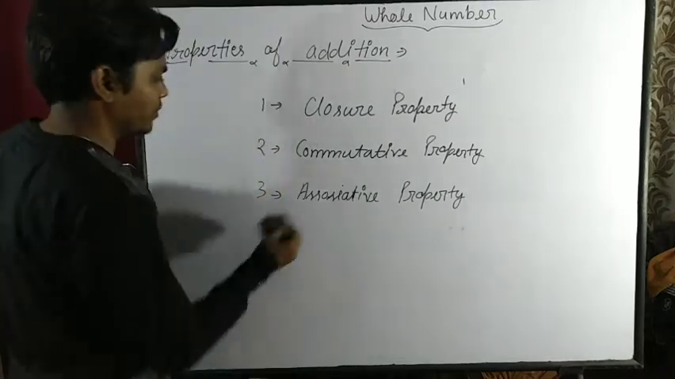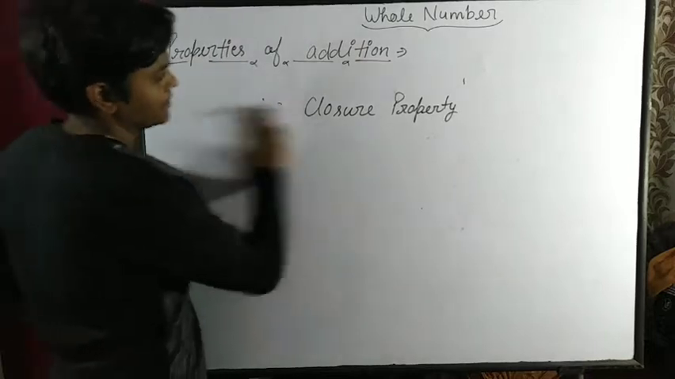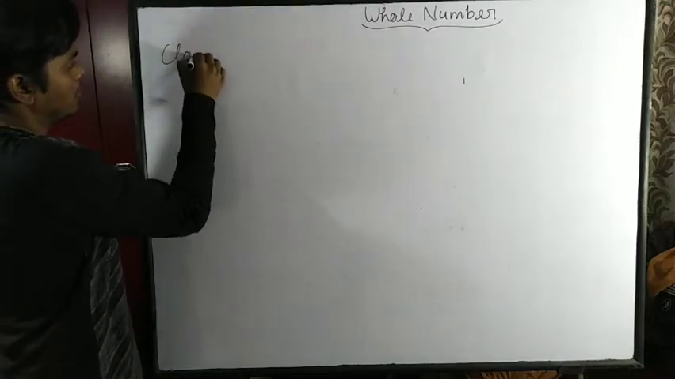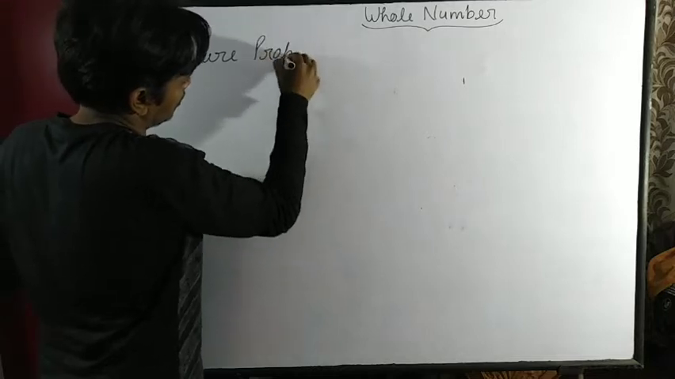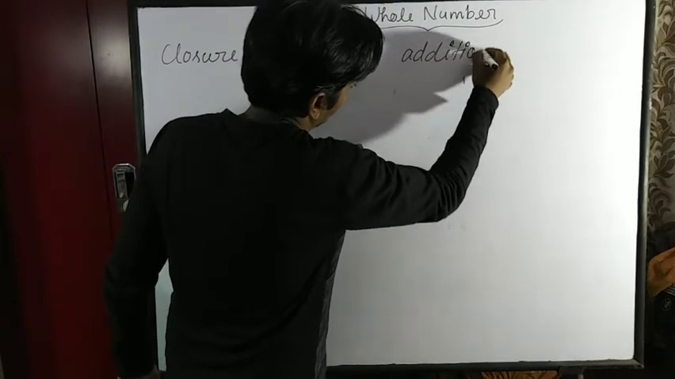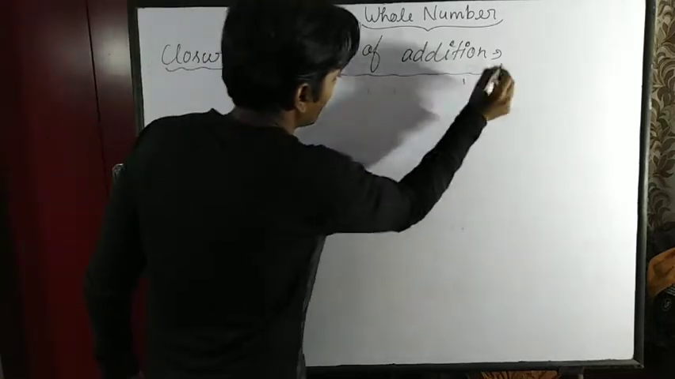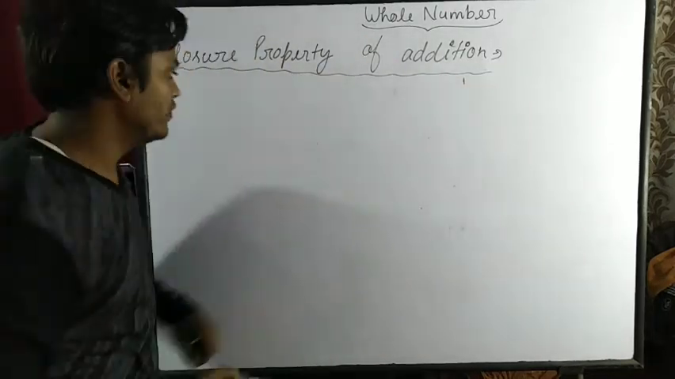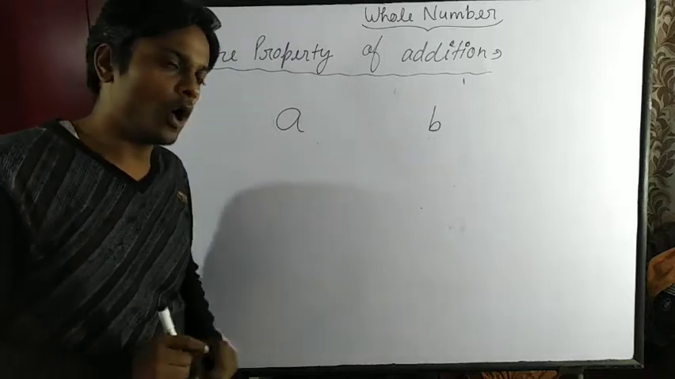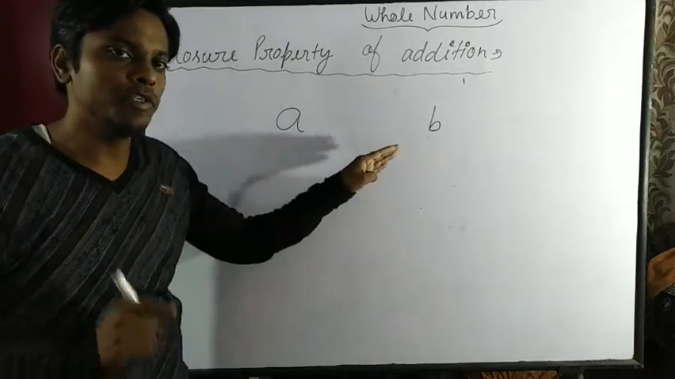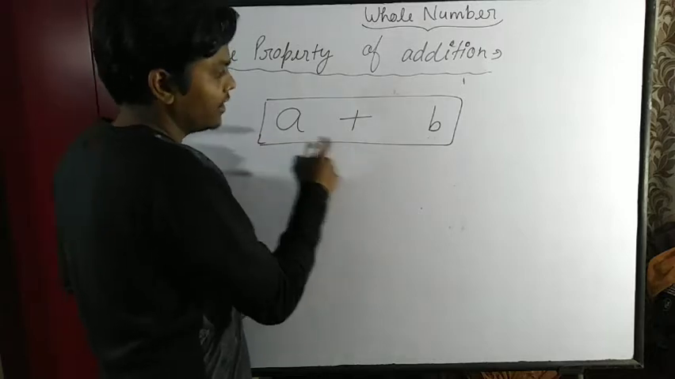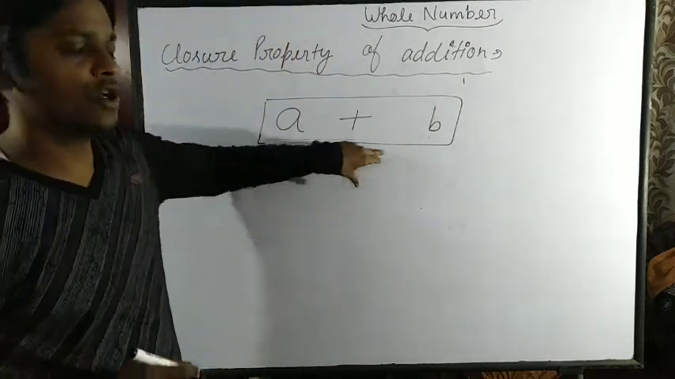First of all we will see the closure property of addition. What is the closure property of addition? If we have two whole numbers A and B, then the sum of two whole numbers, A plus B, is always a whole number.